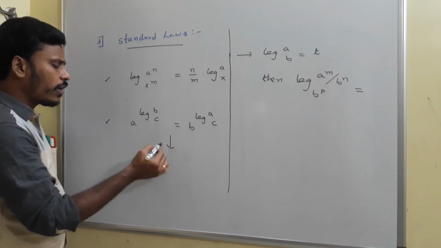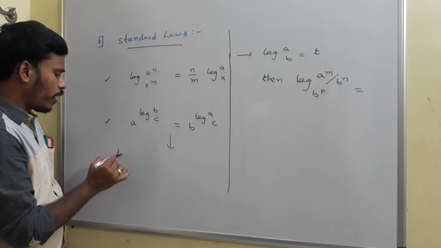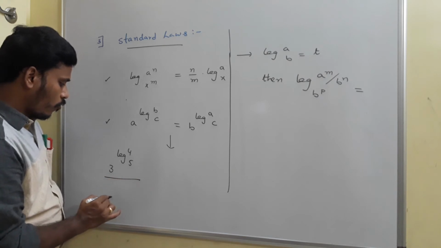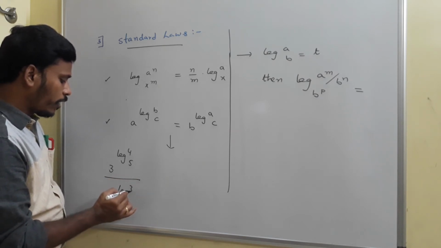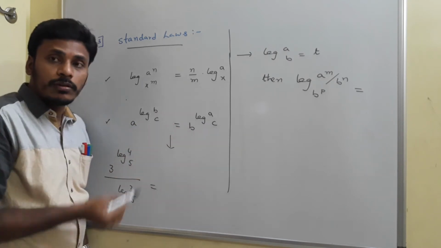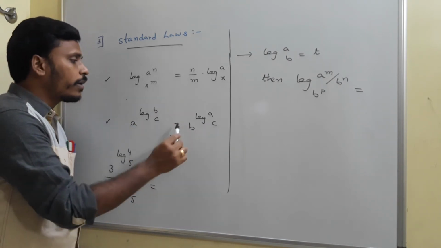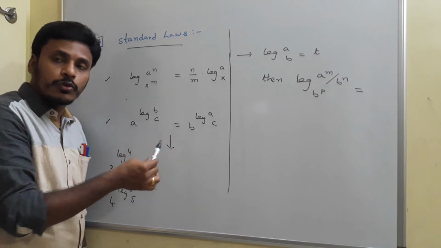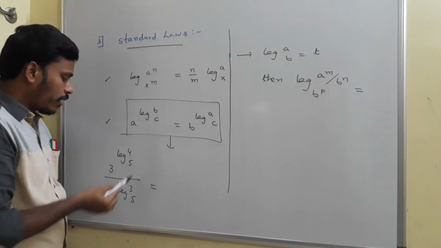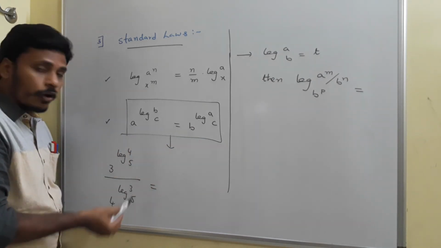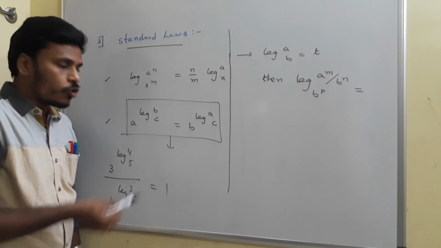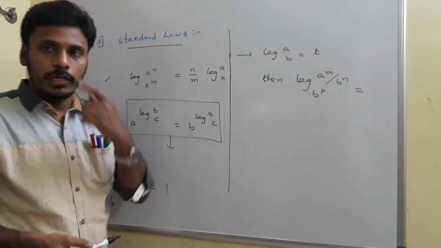So using this we can solve some questions like this. 3 power logarithm of 4 base 5 divided by 4 power logarithm of 3 base 5. What is its value? If you look there, the c is the same on both sides, and this a and b get interchanged. We have a chance to prove it using exponents again. Okay, then with this standard law, 3 power log 4 base 5 by 4 power log 3 base 5, this 5 is the same and 3 and 4 get interchanged, and its value is 1. So if you memorize all these standard laws, easily we can solve many questions.